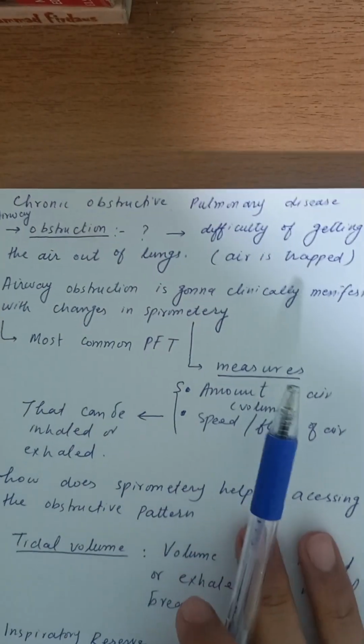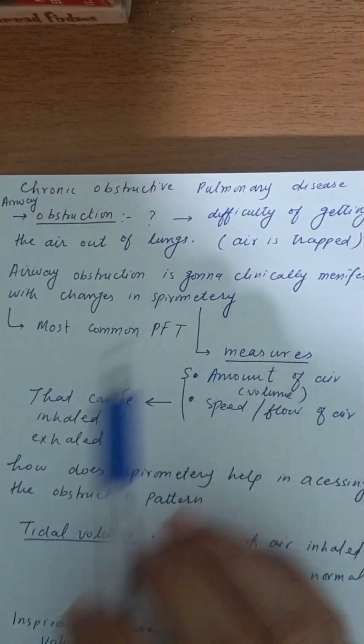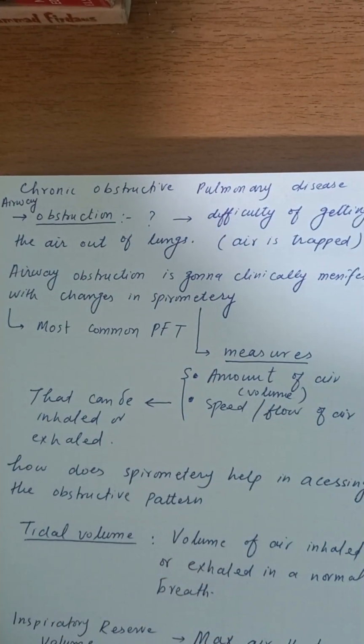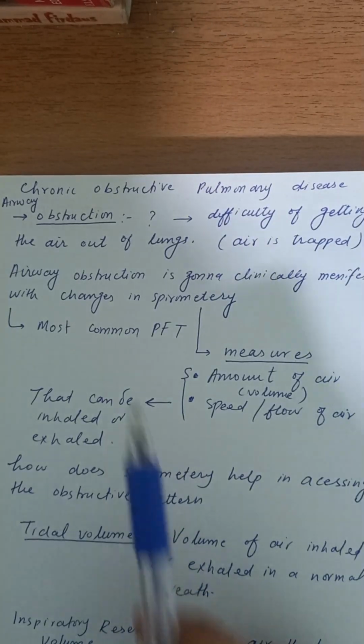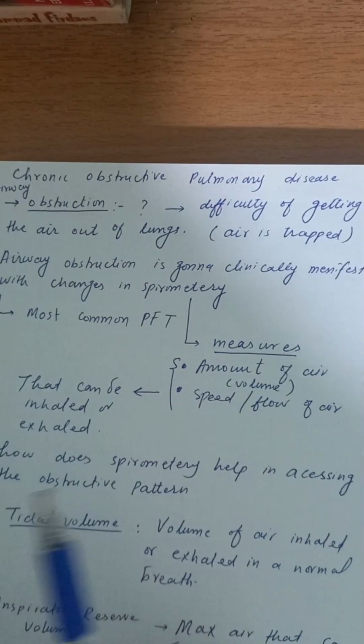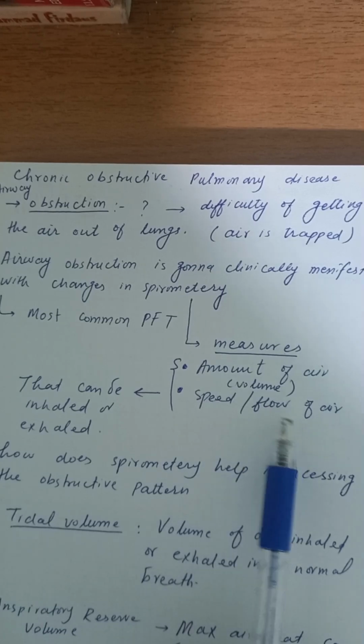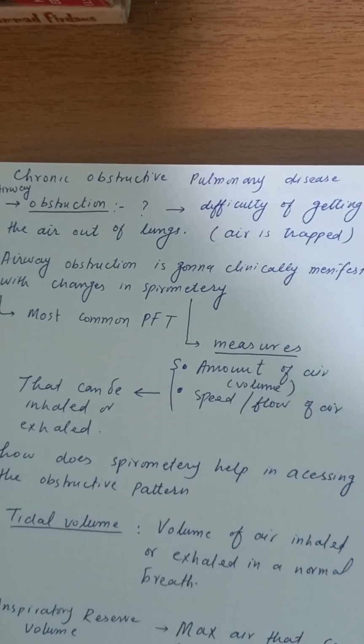So airway obstruction, which is ultimately leading to the air trapping, is going to clinically manifest with changes in spirometry. You all know that spirometry is a diagnostic test. It is a pulmonary function test, and let's say the most common pulmonary function test to diagnose any obstructive condition or any lung condition. So in spirometry, what do we measure? We measure the amount of air, that is the volume of the air, and the speed or flow of the air that can be inhaled or exhaled.